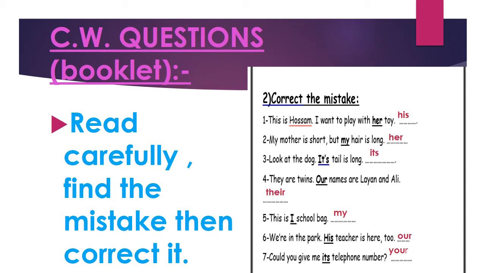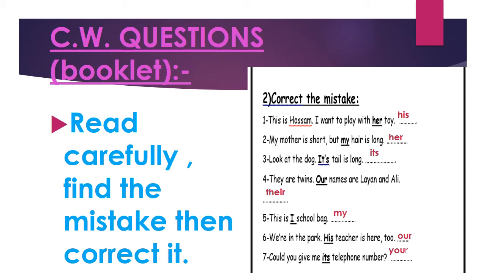Number 2, my mother is short, but my hair is long. Here I'm talking about the hair of my mother, so I'm going to put her, not my. The mistake is in the possessive adjective my. I'm going to replace it with her. So the correct answer will be my mother is short, but her hair is long.